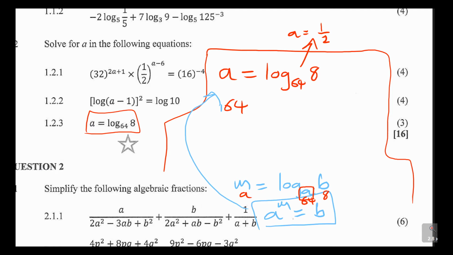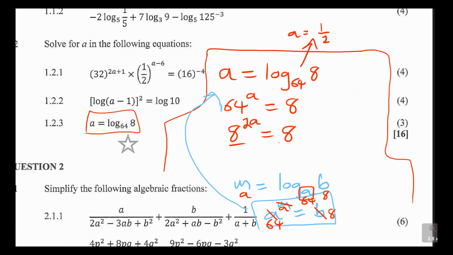So the A is the 64. The m is the A. The b is the 8. So you see that 64 to the power of A is equal to 8. Now, what is 64? You need to know. 64 is 8 squared. So 8 to the power 2A is equal to 8. That's how you solve this.